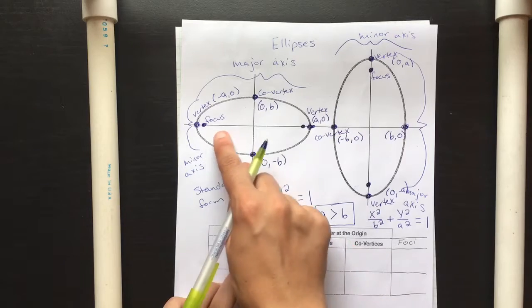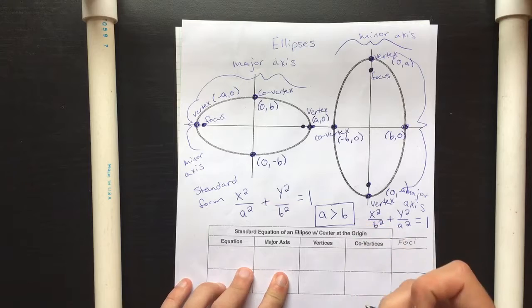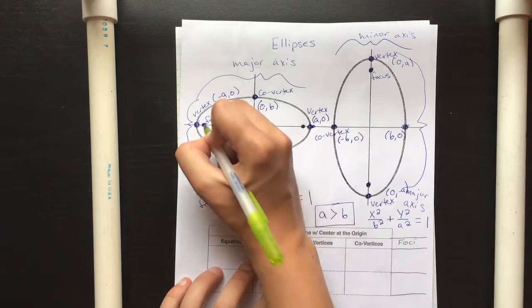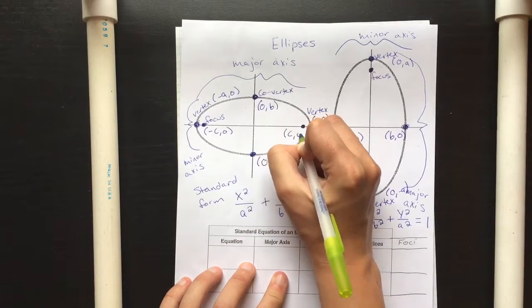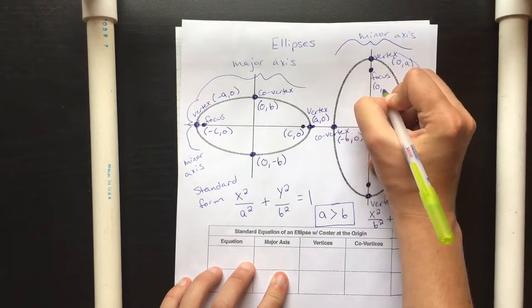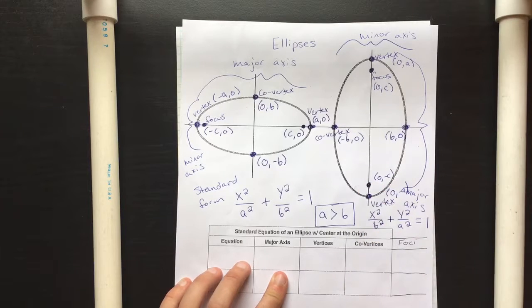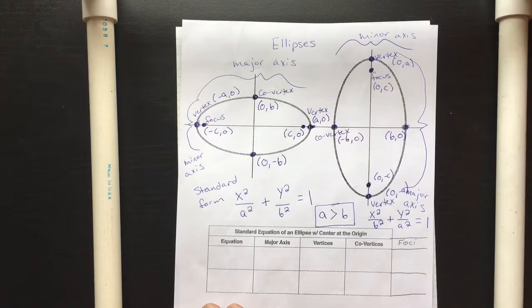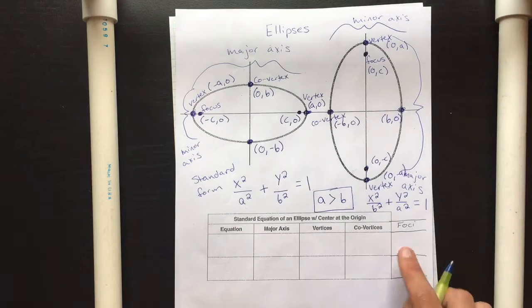And then our foci have another variable, c. We'll talk about how to get c later. So foci is negative c comma 0 and c comma 0 on this ellipse. And this ellipse we have 0 comma c, 0 comma negative c. So you might need to pause for a moment to copy this down. Alright, and then we can fill in our chart with all of our lovely information.